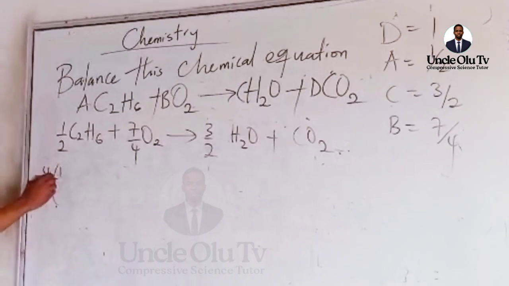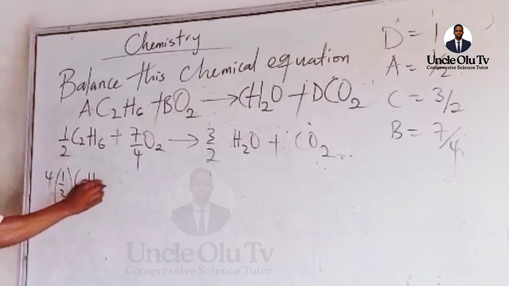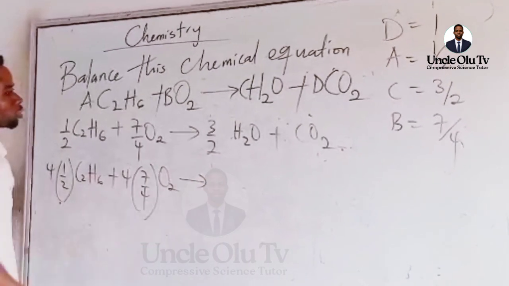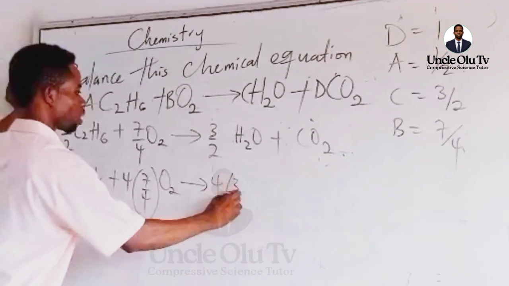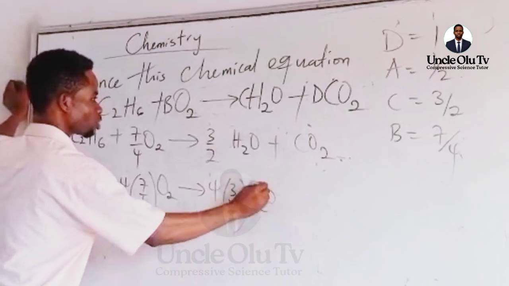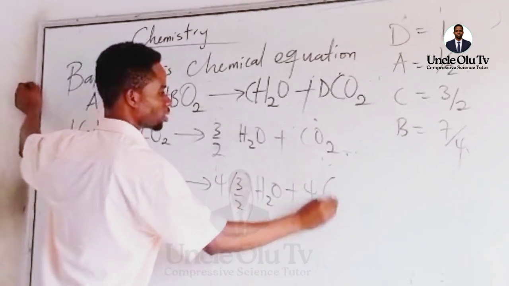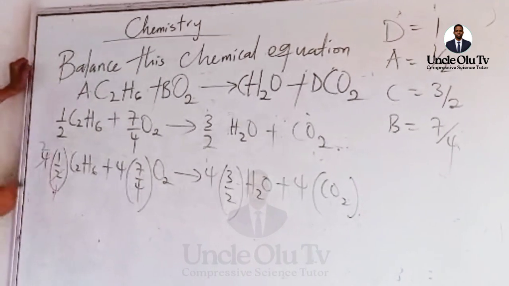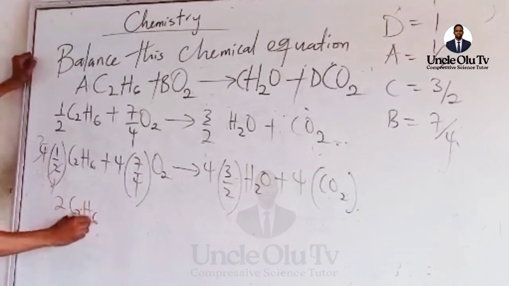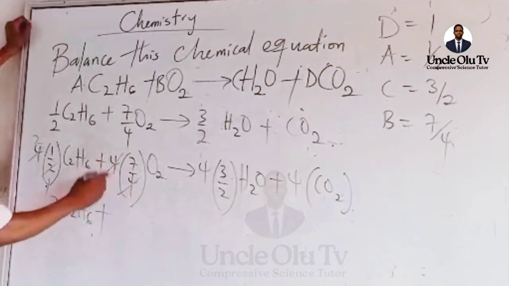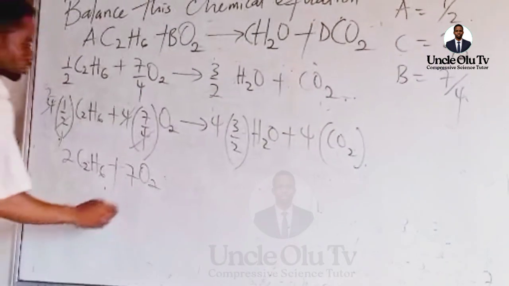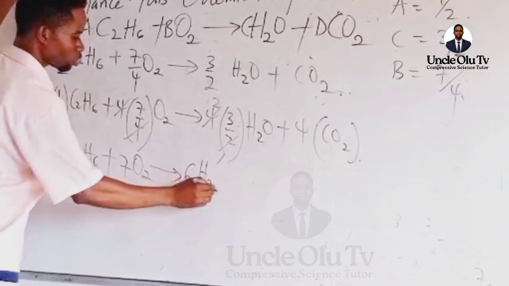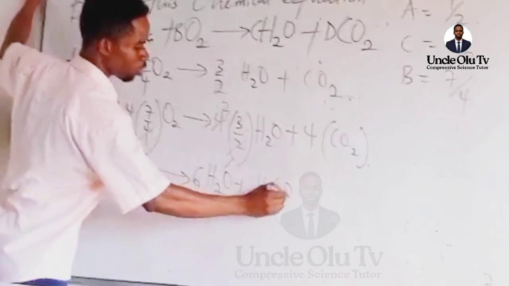I'll say 4 times 1 over 2 C₂H₆ plus 4 times 7 over 4 O₂ to give 4 times 3 over 2 H₂O plus 4 CO₂. So 2 times 1, 2: 2C₂H₆ plus 4 times 7 over 4, 7O₂, to give 2 times 3, 6H₂O plus 4CO₂.